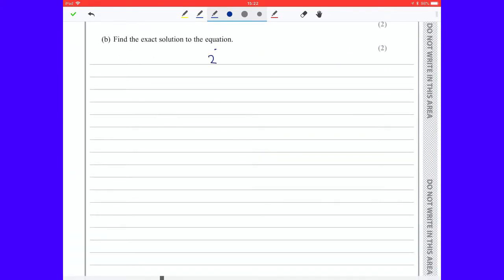So we're looking at 2 to the power 2x plus 4 minus 9 times 2 to the power x equals 0. So let's split off the 2 to the 4 here, and we get 2 to the 2x multiplied by 2 to the 4 minus 9 times 2 to the power x is equal to 0. Now the 2 to the power 4 is 16, so this is 16 times 2 to the power 2x minus 9 times 2 to the power x is equal to 0.